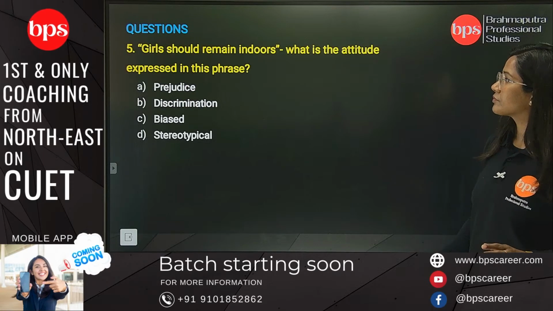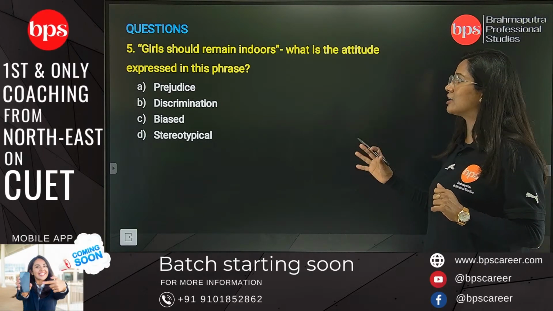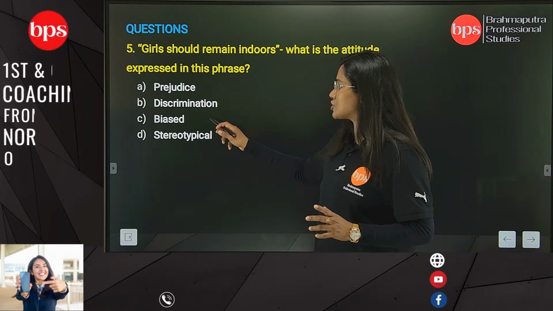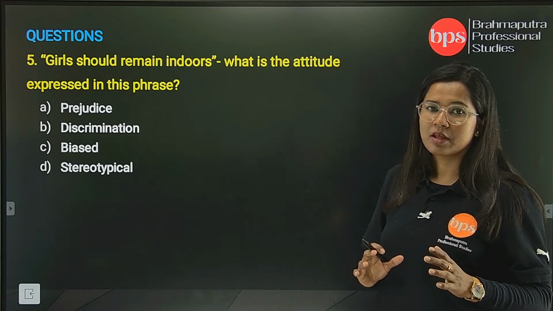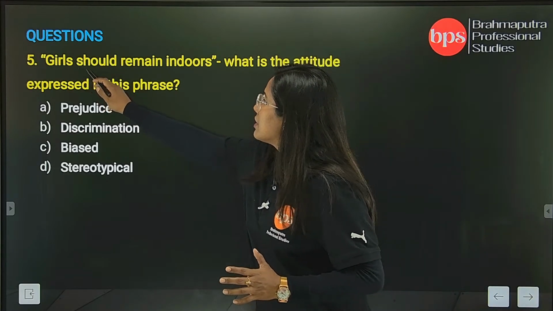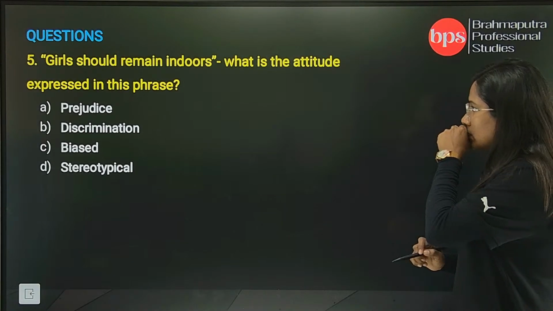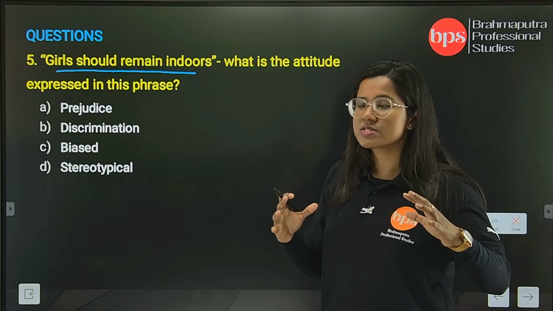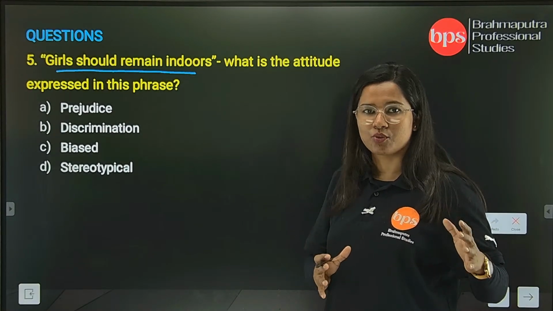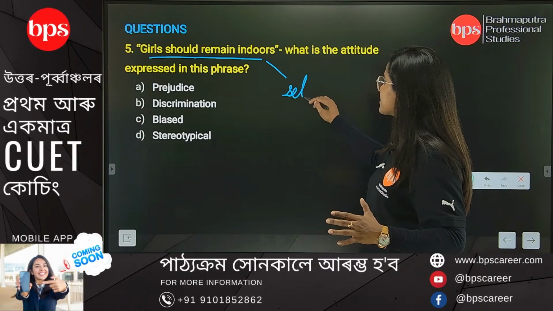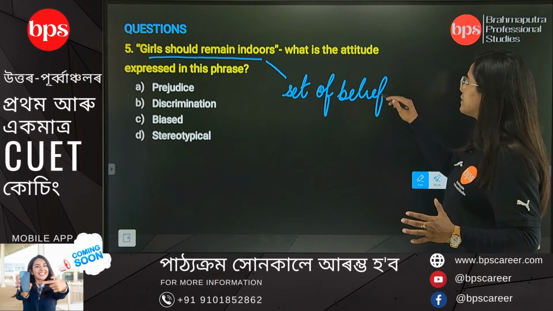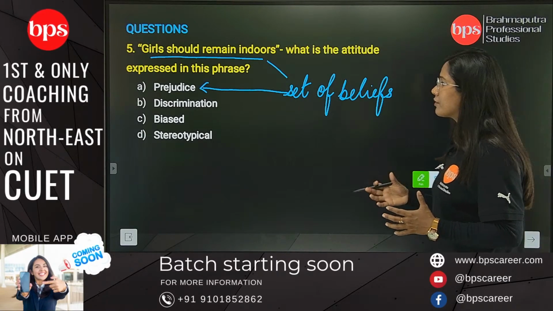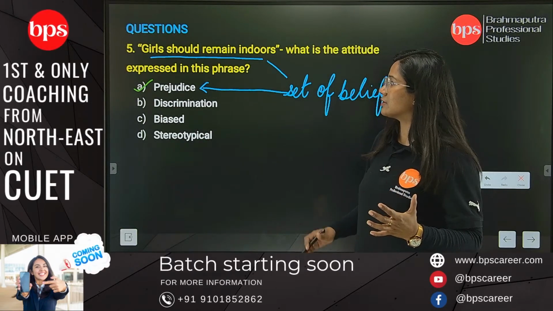Next, question number 5. Girls should remain indoors. What is the attitude expressed here? Now, in the previous question, we have already discussed prejudice, bias, discrimination, stereotypical. The options here are the same, but here the set of beliefs, what is written is some kind of cliche or provocation that girls should remain indoors. Now what is this? This is actually a set of beliefs. And we have already mentioned that a set of beliefs is what? It is prejudice. Okay? The correct option, we won't go to the other options because we have already clicked the correct option, that is prejudice. Okay?